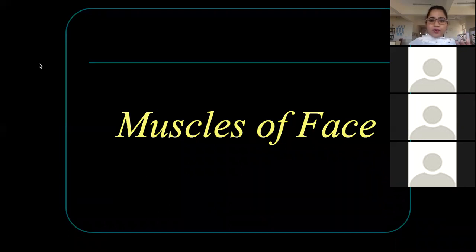Keep writing, otherwise you will forget this. The names are very, very difficult. We'll revise again and again, no problem. But if you are not doing it, if you're not concentrating in the class, it becomes difficult to follow, right? So let's see what are the various muscles of the face.